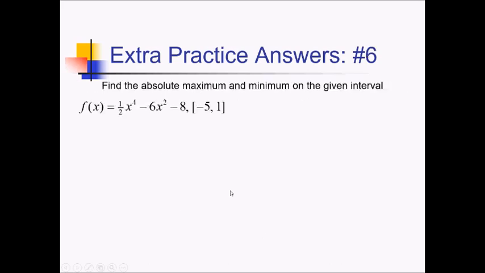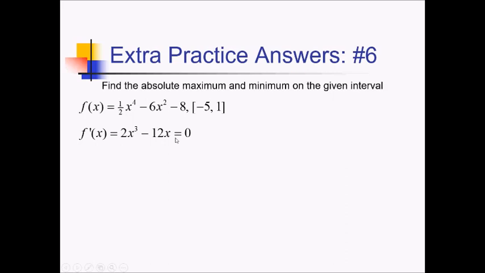To find the extremes for this function, let's start by taking the derivative. So that's going to be, let's see here, 4 times 1/2 is 2, so 2x cubed minus, this is going to be 12x. This 8 gets zeroed out. And I need to find critical values where this is either 0 or undefined. It's not undefined anywhere. It's a polynomial. So that means we're just looking to see what zeroes this out.